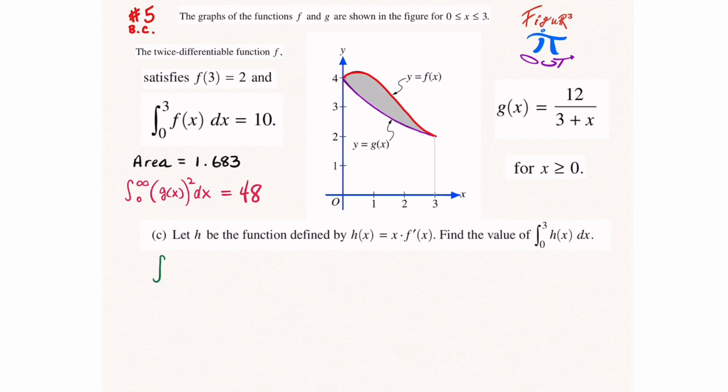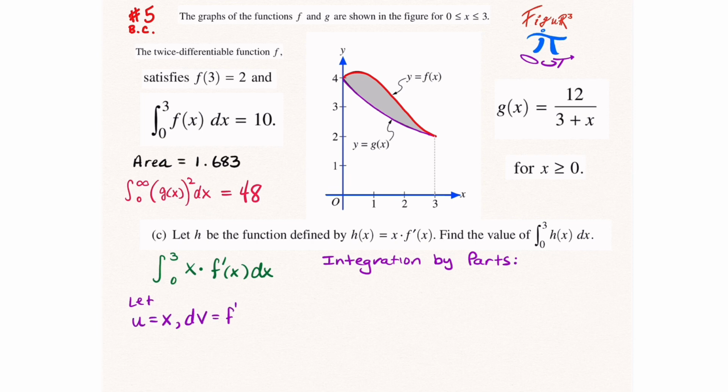In part C, let h be the function defined by x times f prime of x. Evaluate its integral from 0 to 3. In this case, we're going to want to employ integration by parts. We look at the integrand as u dv, so we'll let x be u and f prime of x dx be dv. Differentiating and integrating those two parts, we get du is equal to dx and v is equal to f of x.